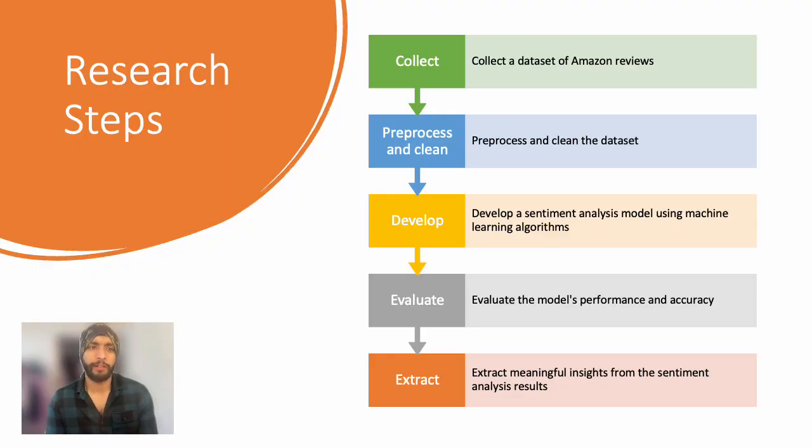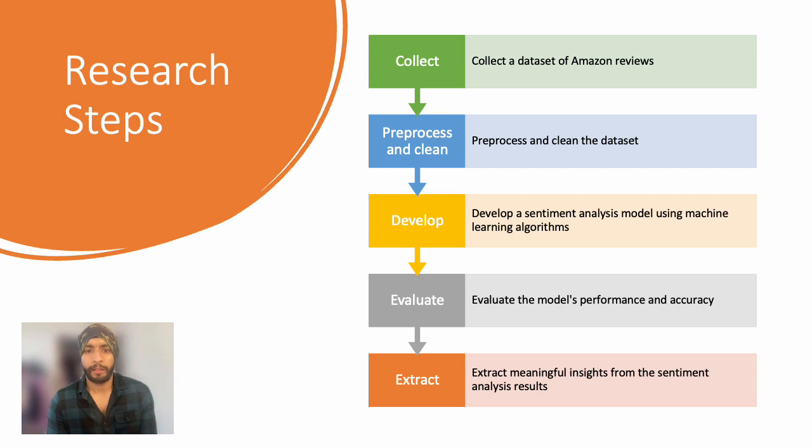Okay, so now let's look at the research steps. Our research steps involve the collection of a data set of Amazon reviews, and we have to make sure that the data set has a wide range of sentiments expressed by the customers on a wide range of products. Then the second process is to pre-process and clean. This involves removing stop words, emojis, punctuations, converting the sentences into words using tokenization, etc.